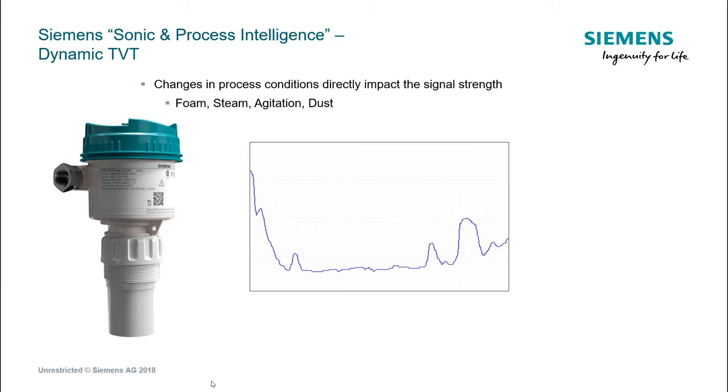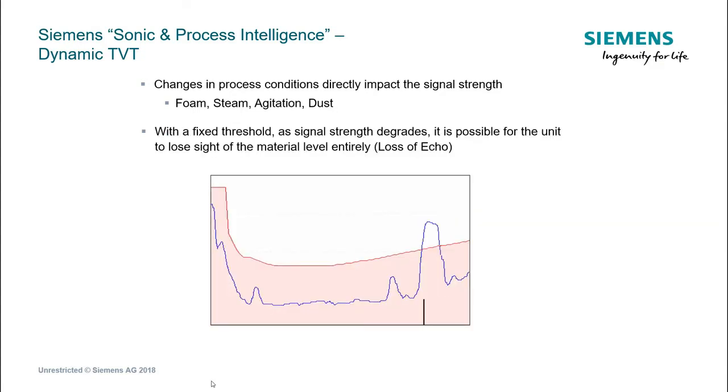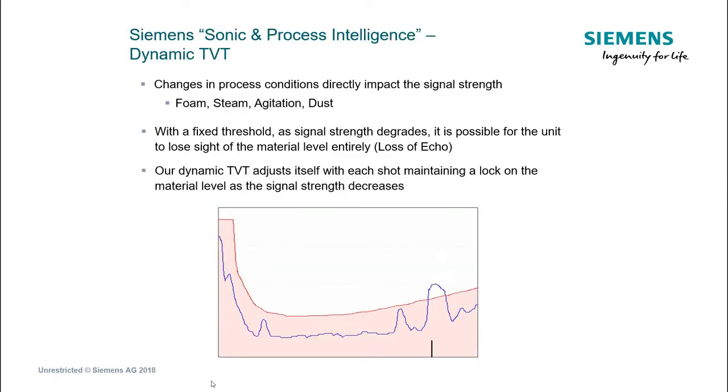So let's look at that trend there. We can see the signals getting smaller. That could be because of dust, steam, foam, whatever. If our red line is fixed, then we have a problem with our signal going below that red line, and it's no longer analysed as an echo, because we've told it anything below the red line to ignore. The red line needs to be dynamic, and it moves with the change in process conditions in your vessel, and that's really important.